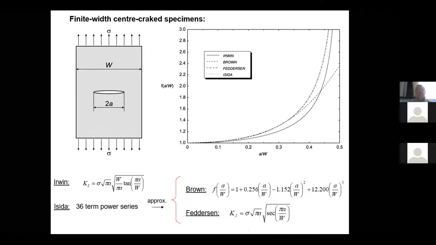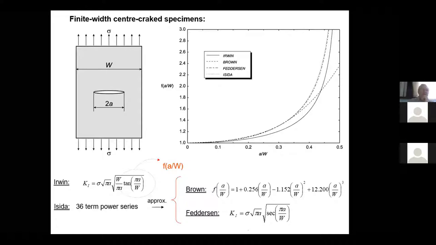You can see the mostly used expressions, which are really now good old solutions, and they are very close to exact values. Actually, when later on they were checked by using finite element methods, it turned out that differences are 1, 2, or maybe 3%. So these solutions are useful even today because you can get value very fast.